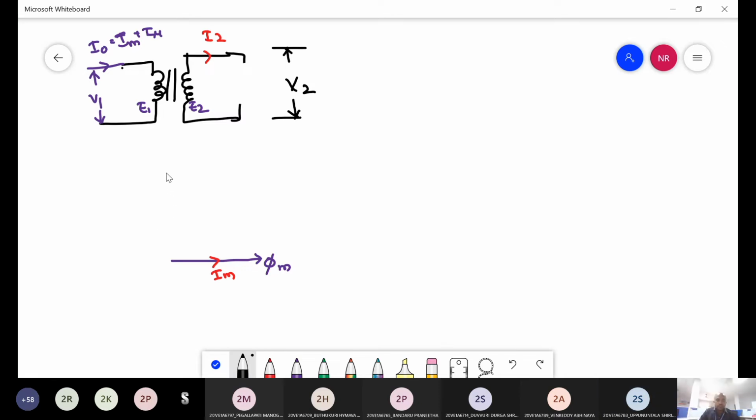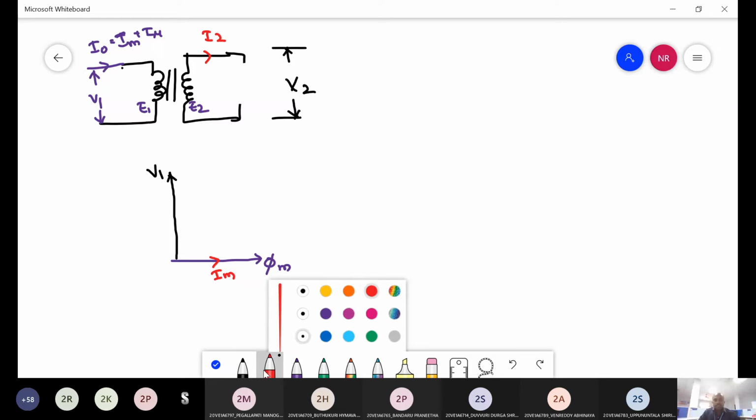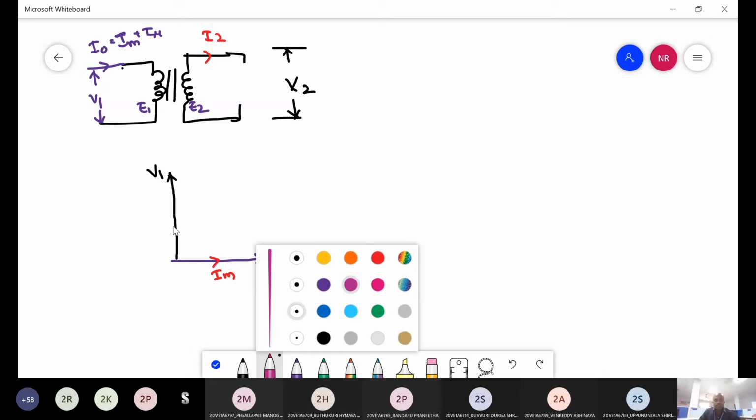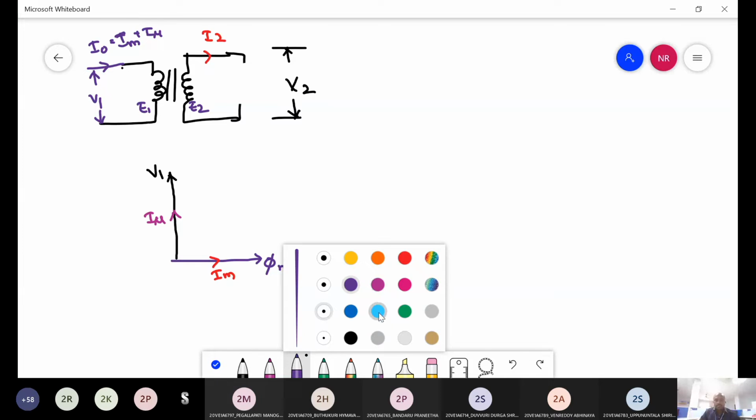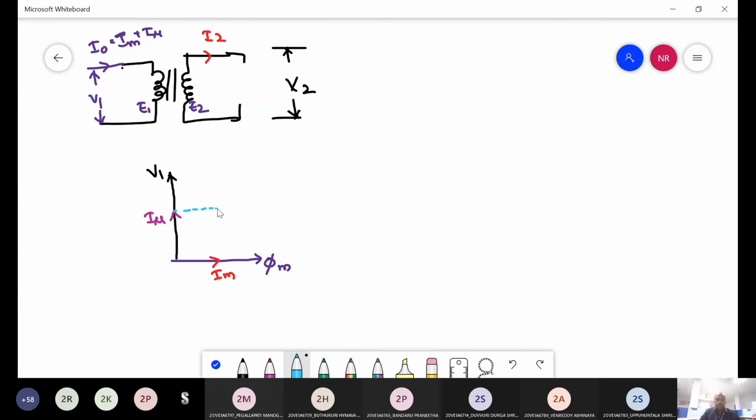So here we have the voltage V1. When voltage is V1, the I mu is always in phase with the supply voltage. So here we have the I mu. Then the vector sum of I mu and Im, that is I naught. This is your I naught.